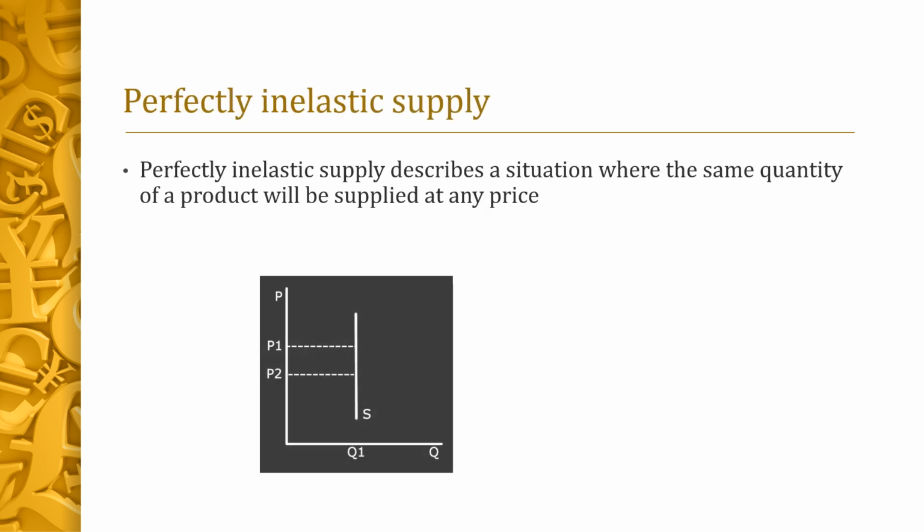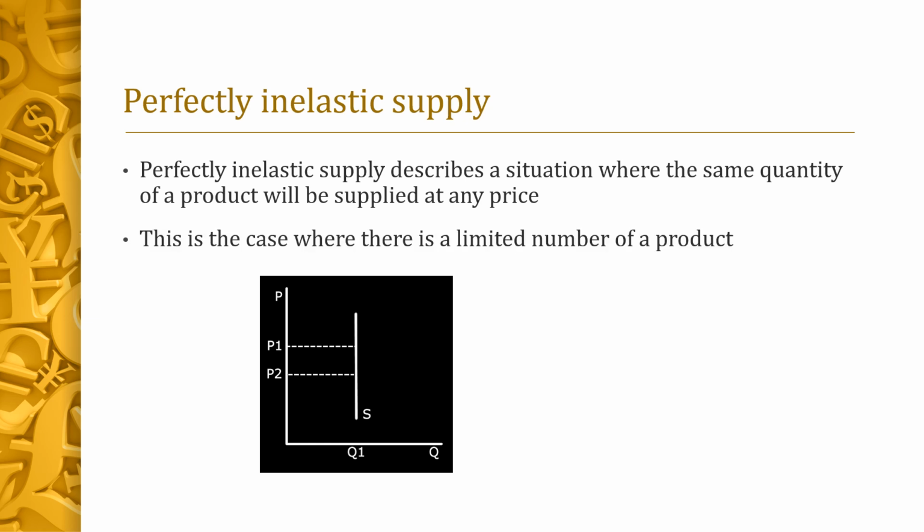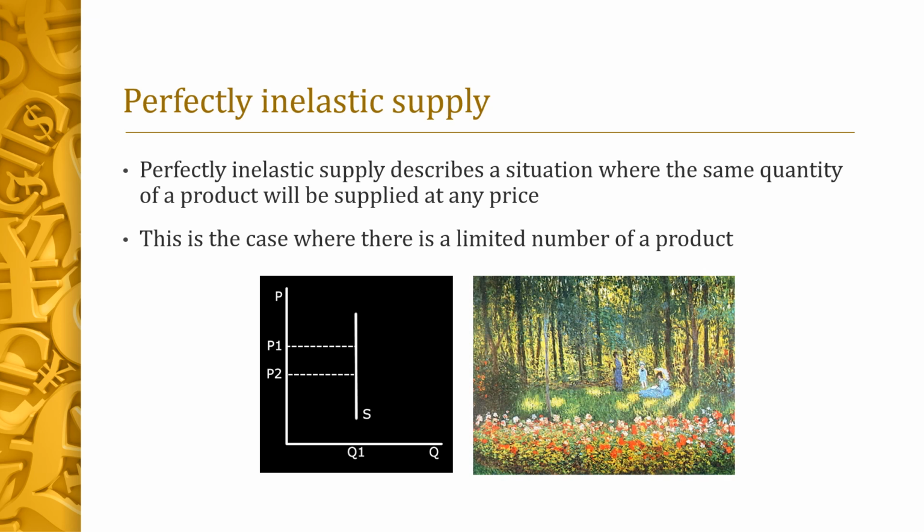Perfectly inelastic supply describes a situation where the same quantity of a product will be supplied at any price. This is the case where there is a limited number of a product, such as limited edition prints. Regardless of how high the price rises for these, there is still only the same number of them that can be supplied.